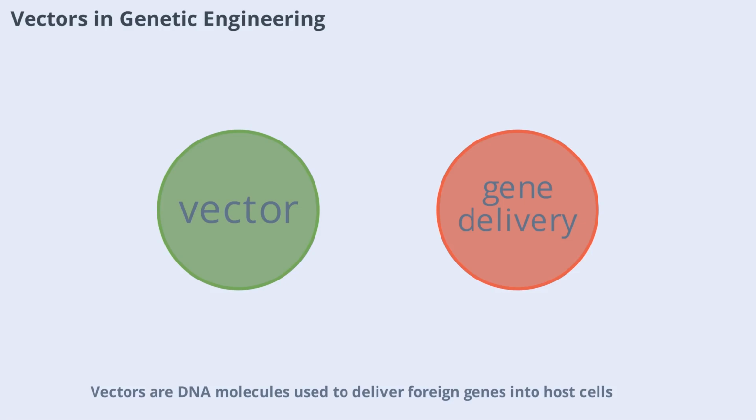Vectors are DNA molecules used to deliver foreign genes into host cells. Common vectors include plasmids, viruses, and artificial chromosomes. Vectors are engineered to carry the gene of interest and ensure its successful integration and expression in the host organism. Choosing the right vector is a key step in any genetic engineering project.